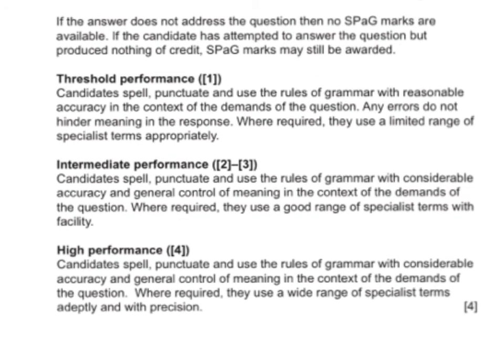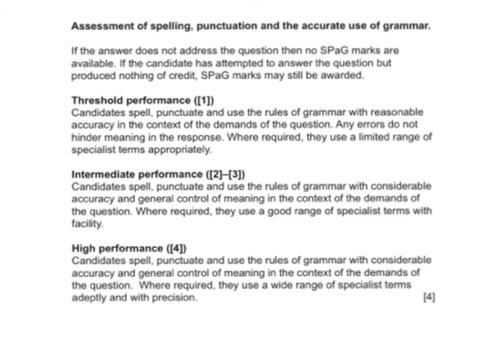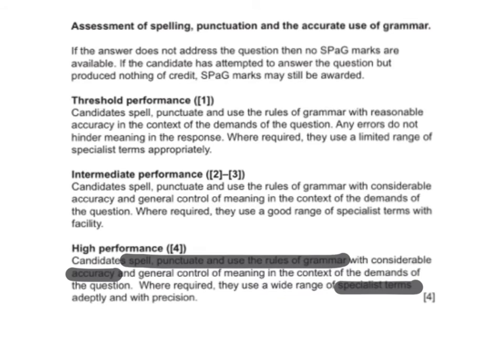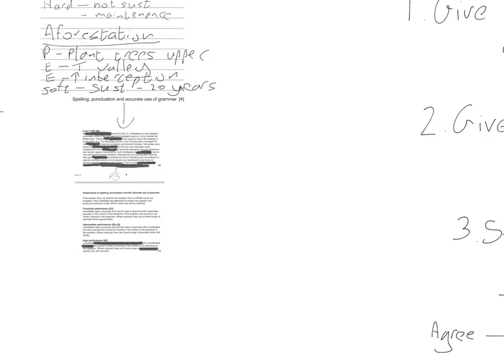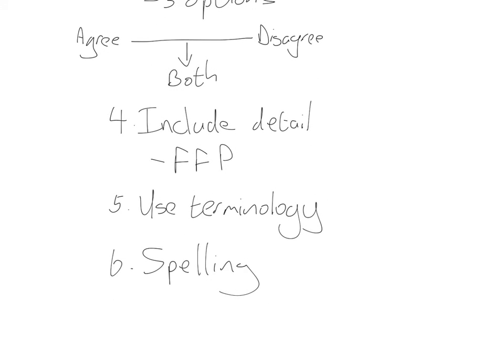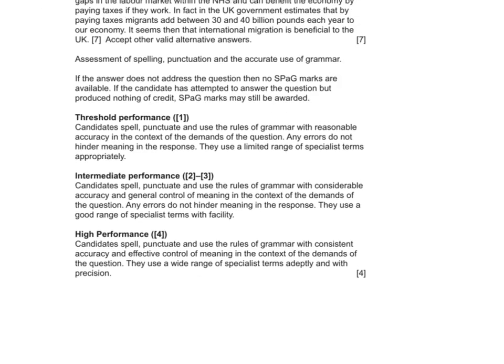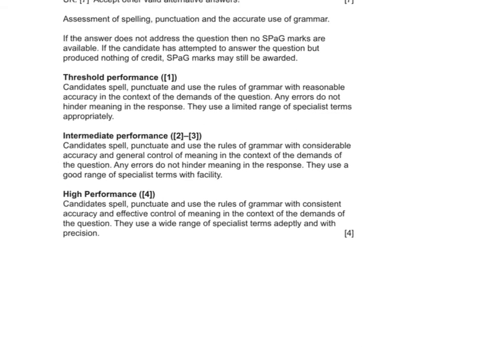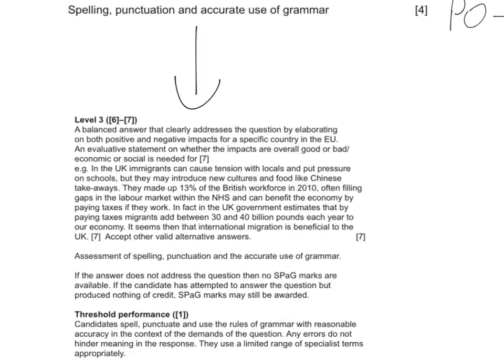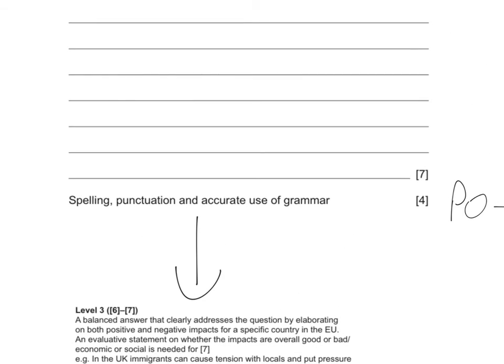Many of you will also notice that there are 4 marks for spelling, punctuation and grammar. Now, if you look at the details with this, it says candidates spell, punctuate and use the rules of grammar with accuracy, and they have a good control of meaning. Where required, they use a range of specialist terms. If you think about that in the context of the guidance I gave you earlier on, this idea that we include detail, use terminology and spelling, if you follow the guidance in terms of the answer, you don't really need to worry about the spelling, punctuation and grammar, because if you hit level 3 with all the guidance, you'll get your 4 marks from that and give you 12 out of 12. Sorry, 11 out of 11 for this question.